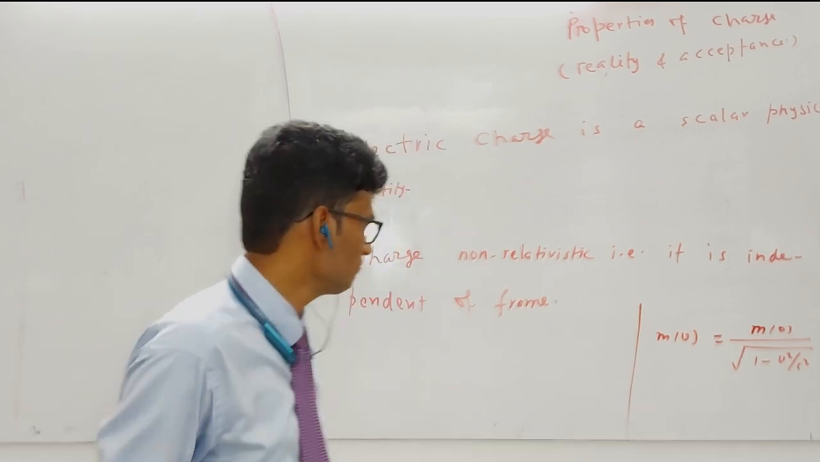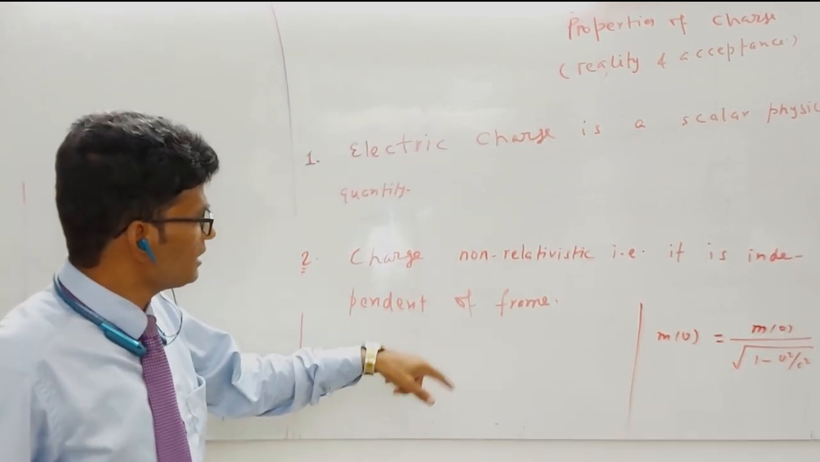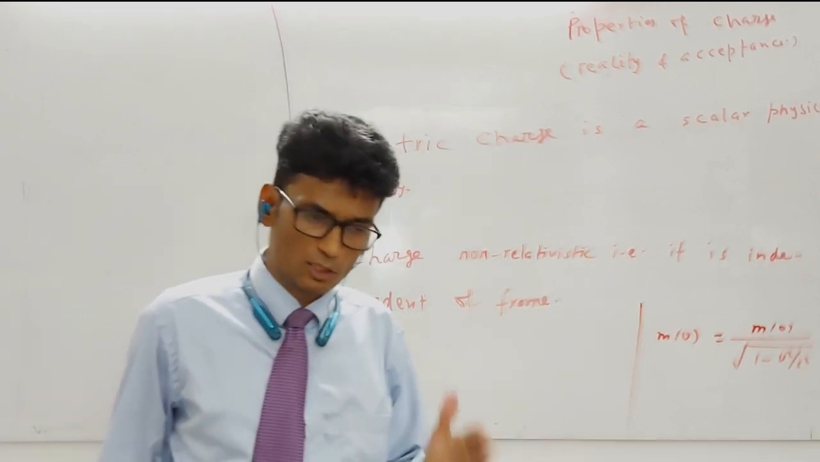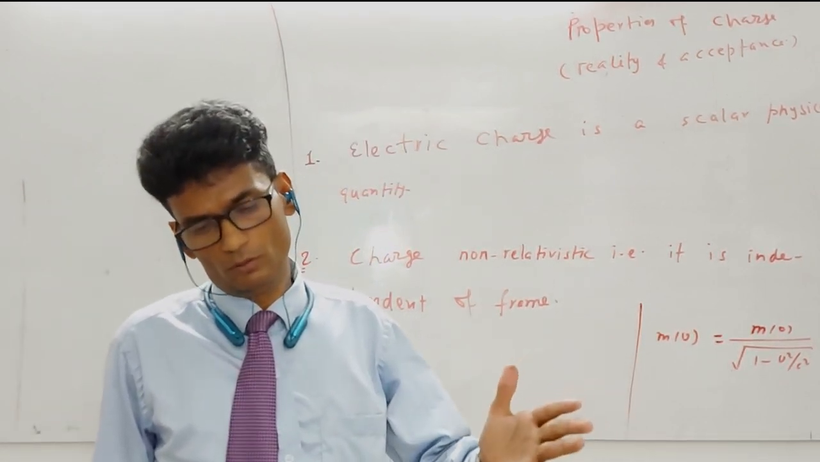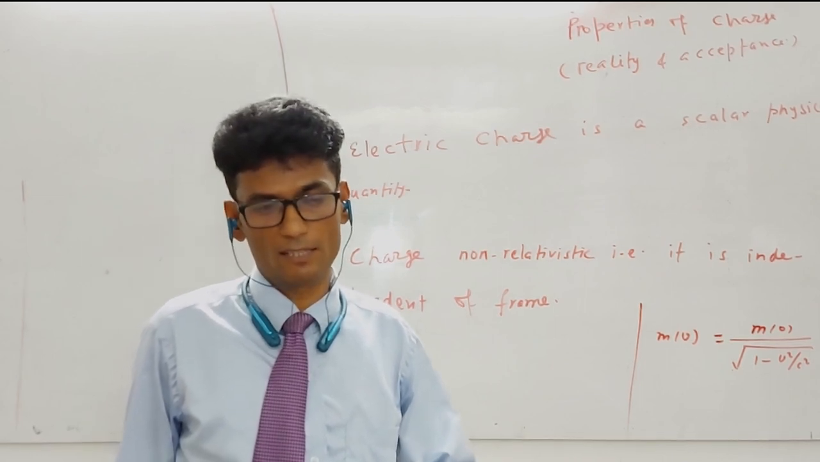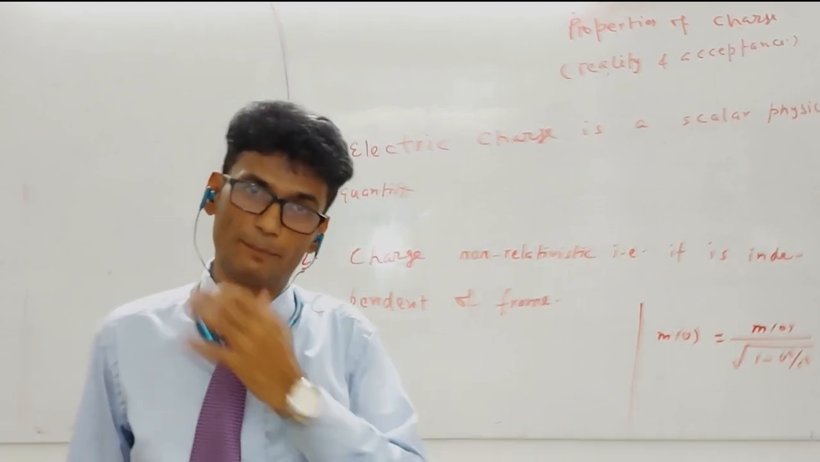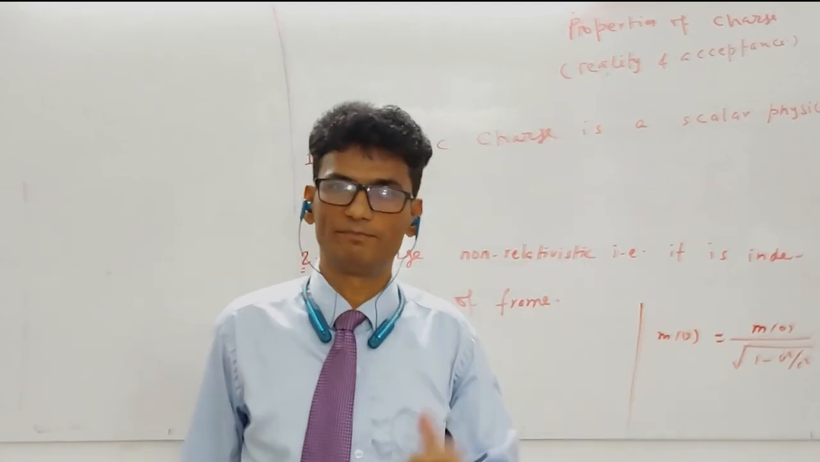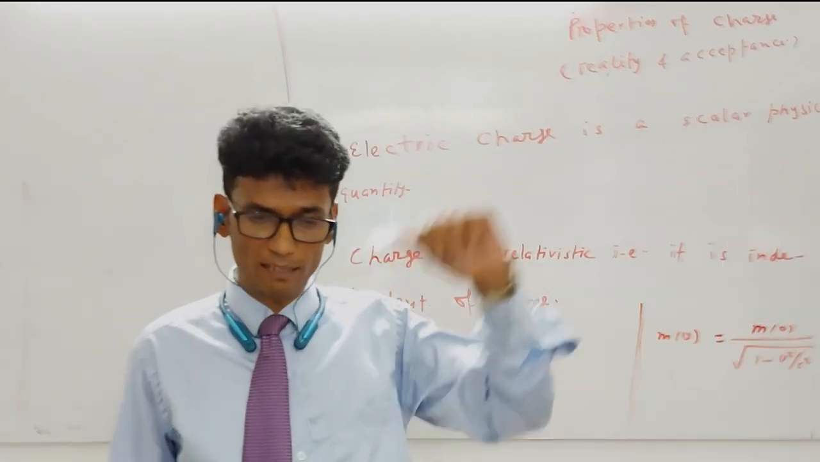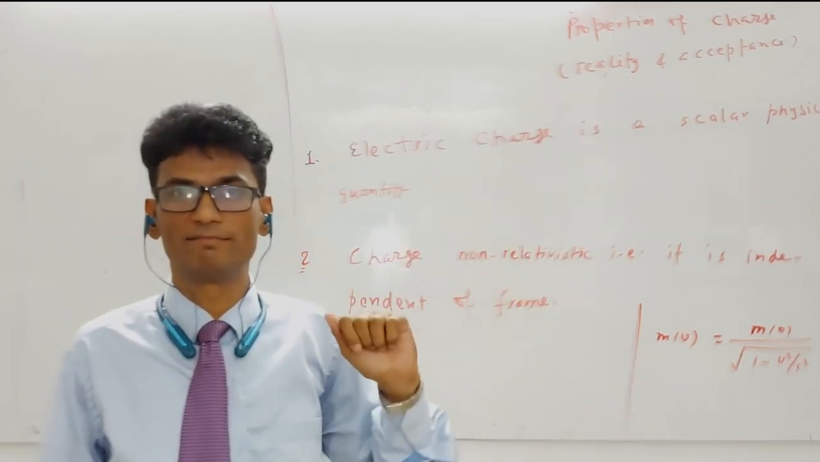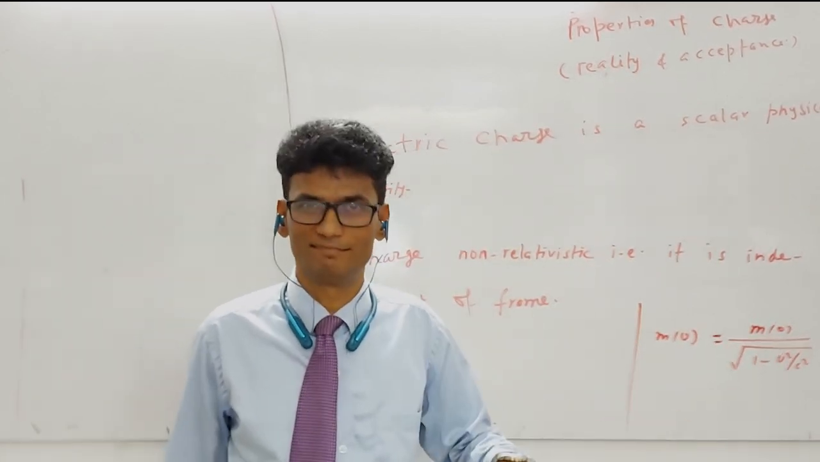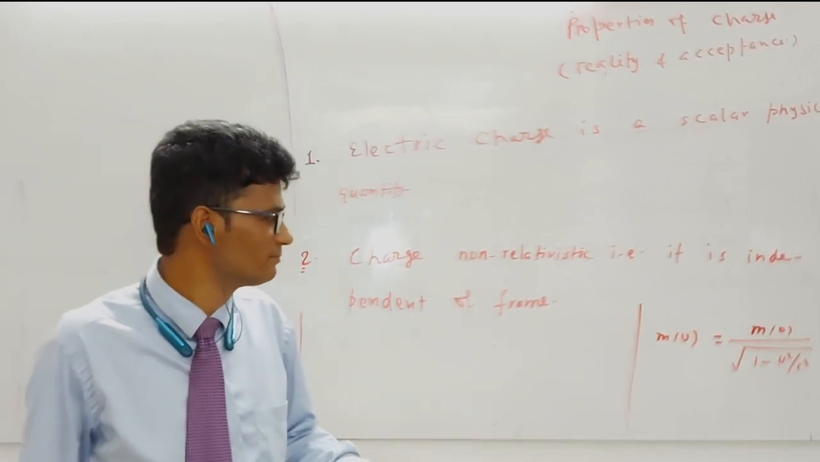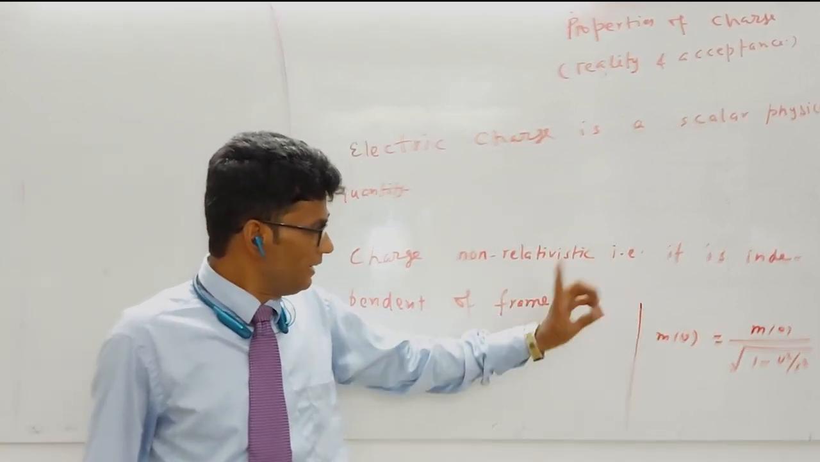Look here. Charge is non-relativistic, what does it mean? Suppose one of your friends is on the ground, at rest. One of them is on a scooty, the second on a car, and the third on a moving train, which is moving from one station to the other, just starting.